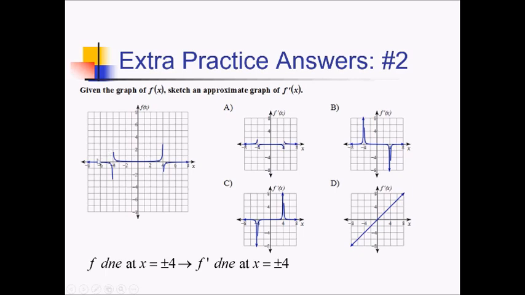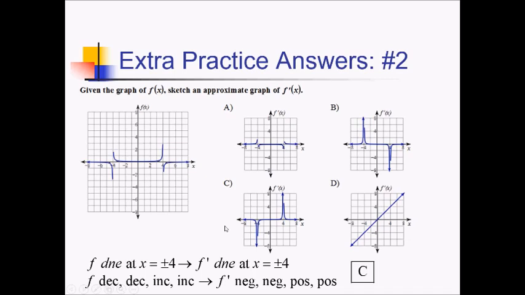Let's look at the slope of f now. So we are decreasing, decreasing, and then increasing, increasing. So that means that f prime is going to be negative, negative, then positive, positive. Looking at our graphs, A is positive in the beginning, so it can't be A. B is also positive too soon, so not B. C is negative, negative, then positive, positive. So C looks like the graph we're looking for.